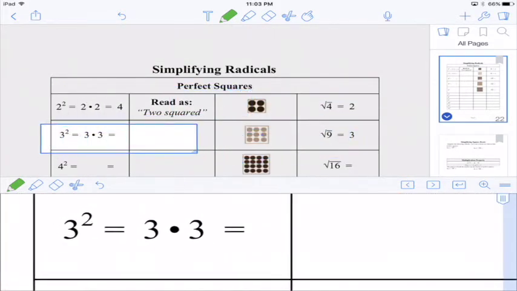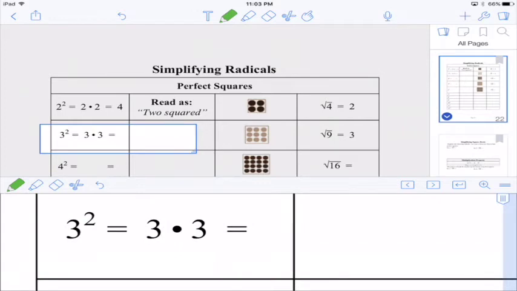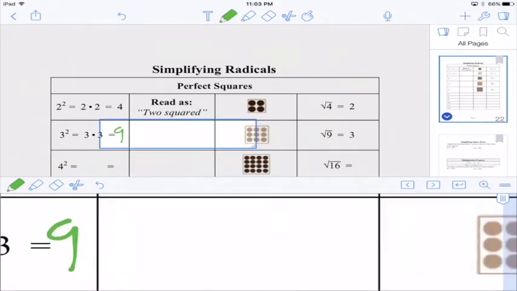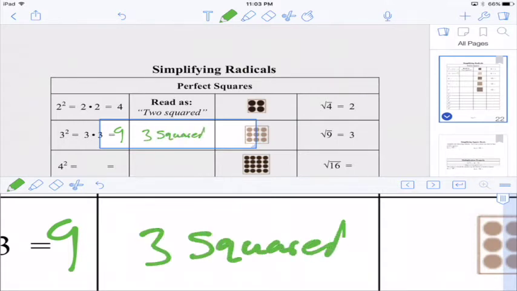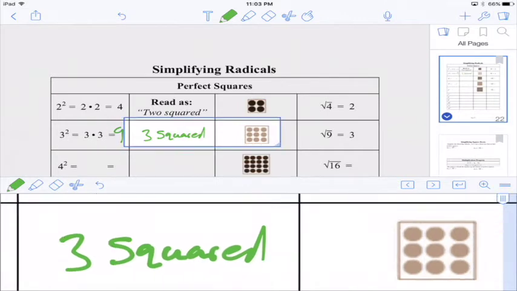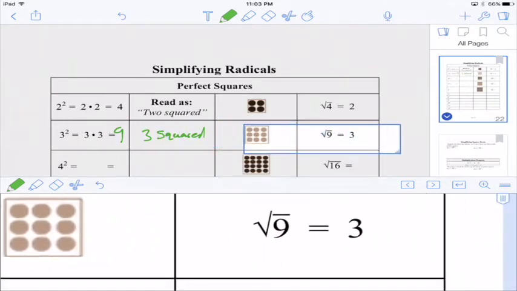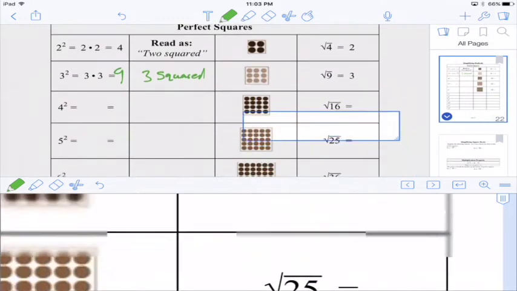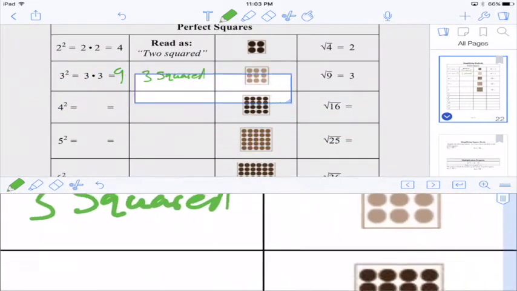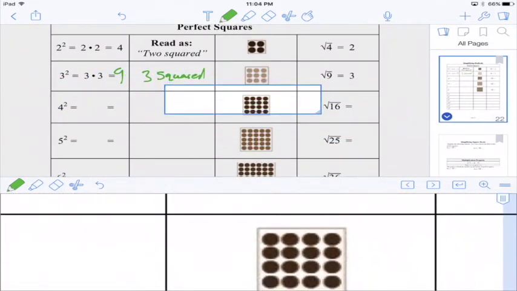So we've got 3 squared, which is 3 times 3 is 9. So this is 3 squared, and that will be the last time that we write it like that, but that's how we read it. Okay, so that's 3 times 3, you can see that it's 9. So the square root of 9 is 3. You need to know all of these perfect squares, okay? If you don't know them, you can use your calculator, but you should be able to have most of these memorized, all the ones on this page.